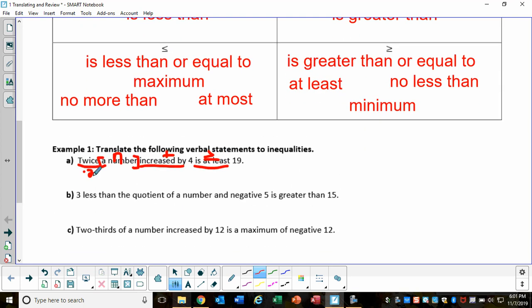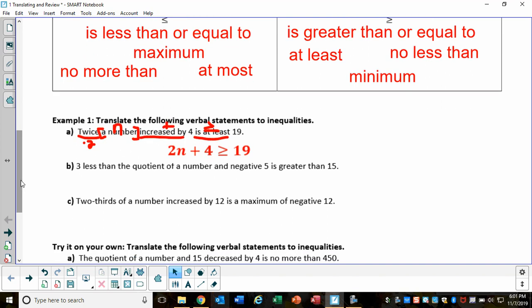So I have 2 times a number, n, plus 4 is greater than or equal to 19. So that's what I'm going to write: 2 times n, just 2n, plus 4 is greater than or equal to 19.